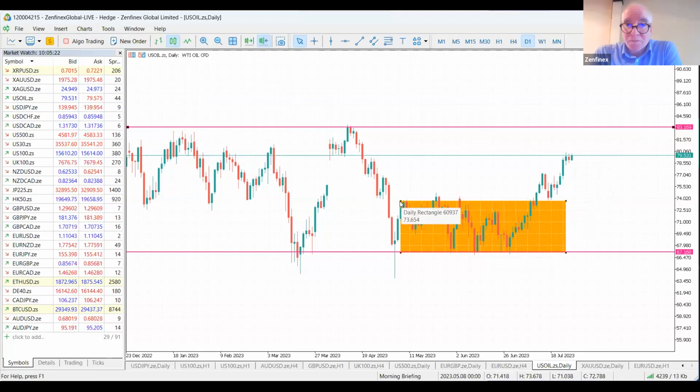Let's just do that. And what do we have here? We have a breakout, retest of the top of the consolidation area.